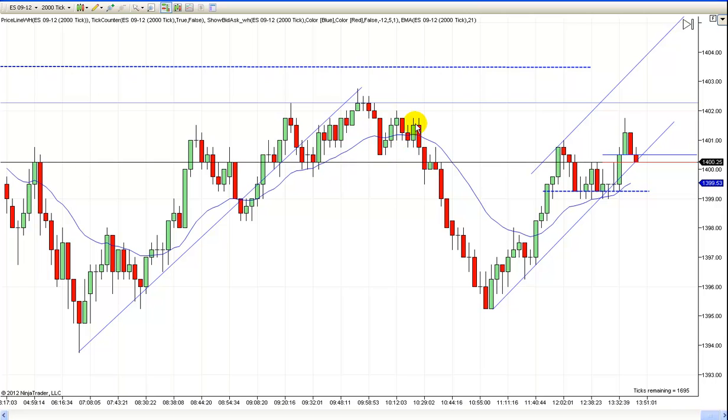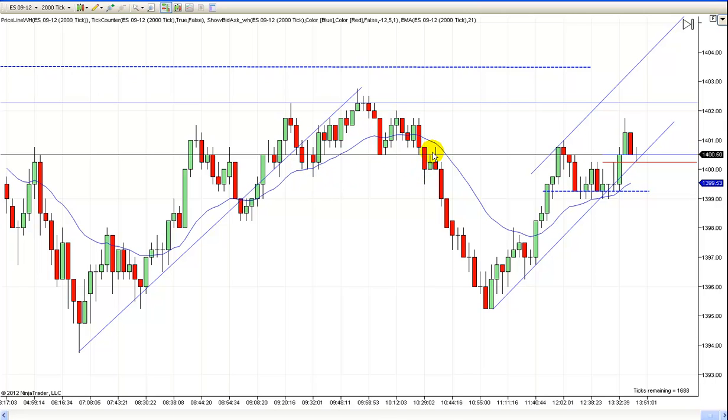And then the real thing was there was a failed second entry long right here that trapped longs. And so when we turned back down, you could have gone short right here. It was a little bit suspect because there wasn't much room down here, and you see it didn't go very far before it bounced.